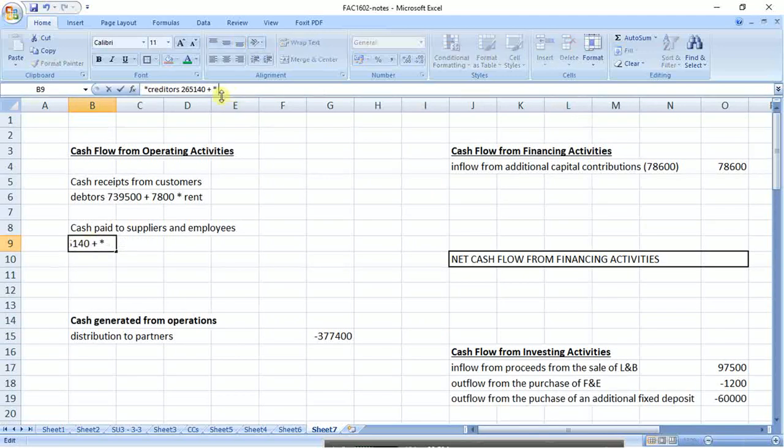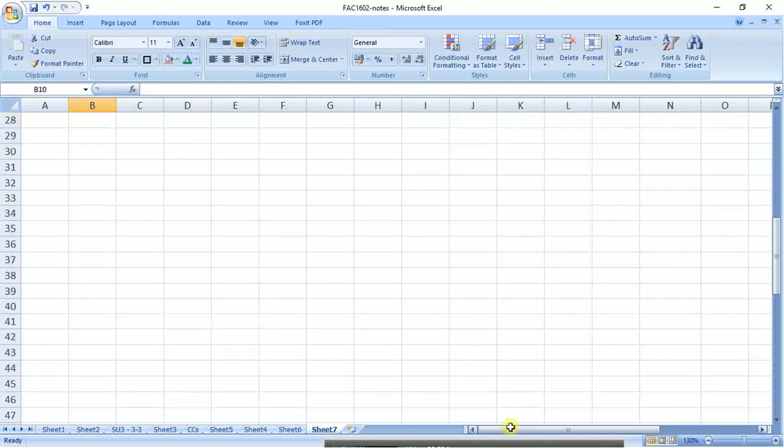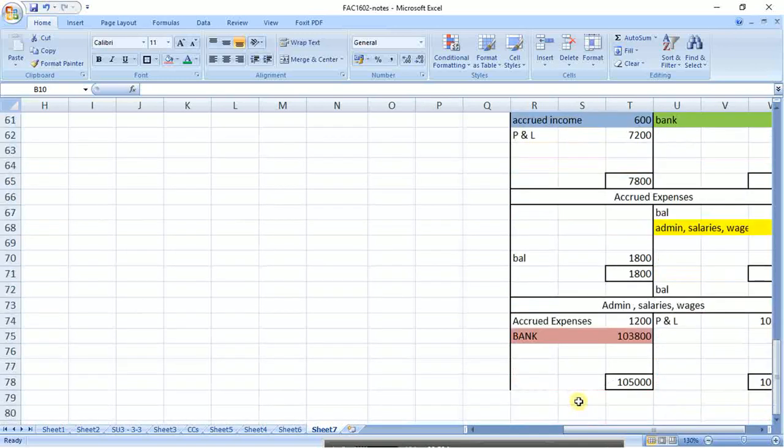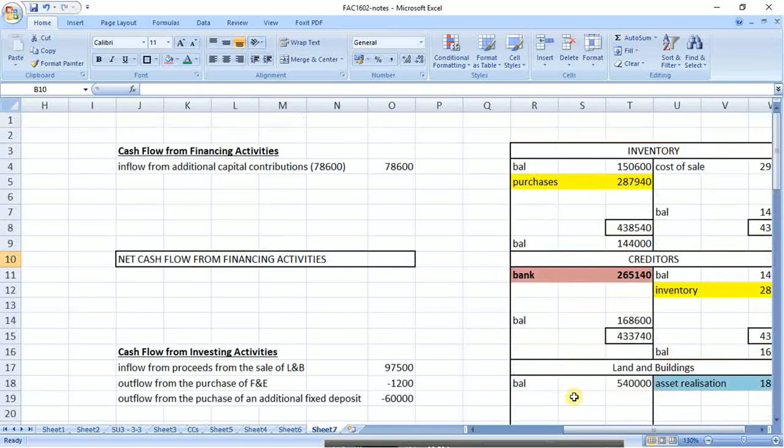Plus asterisks. Admin S and W 103,800. I think so. Let me check. Where was it? Yeah, it is. Okay, next.